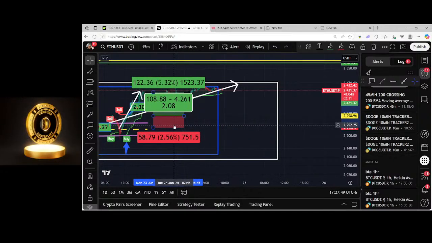So now the question is, what are we looking at with Ethereum? Does it look like we're going down? Well, that's pretty good right there. Yeah, it's a good move.